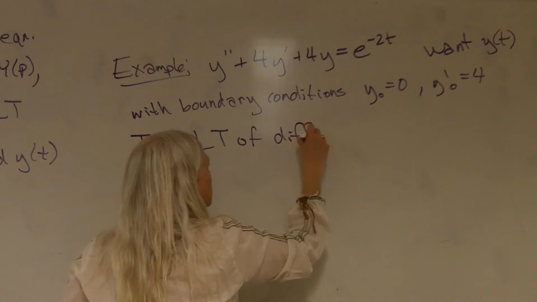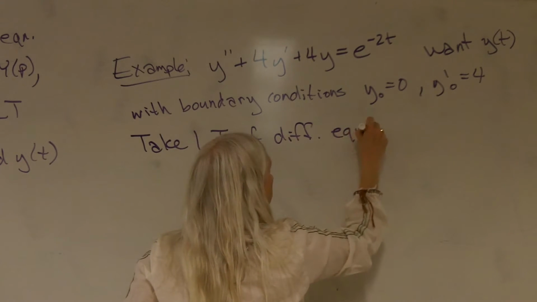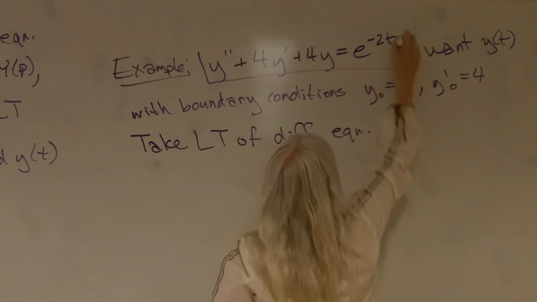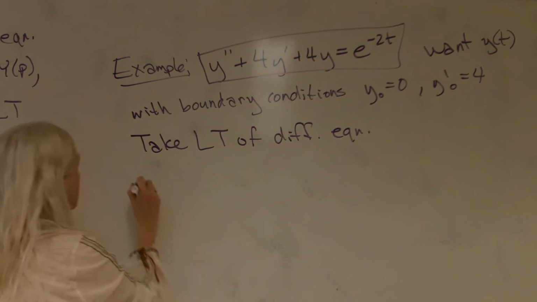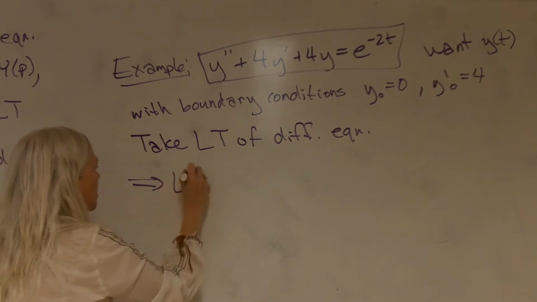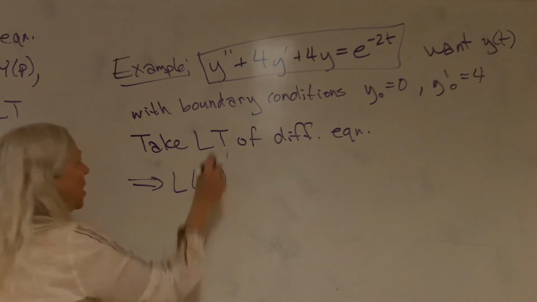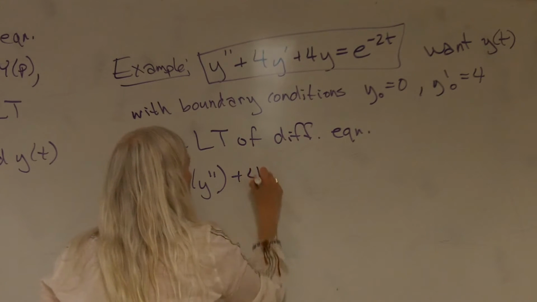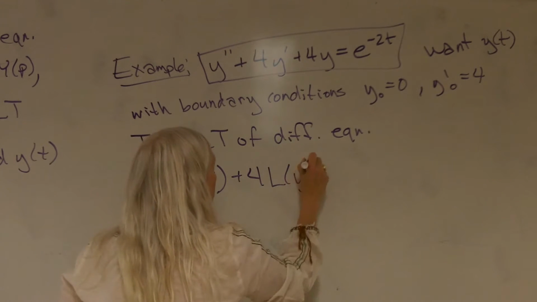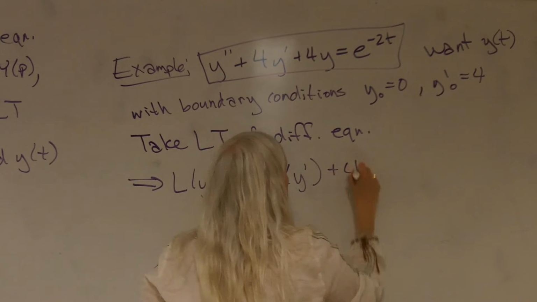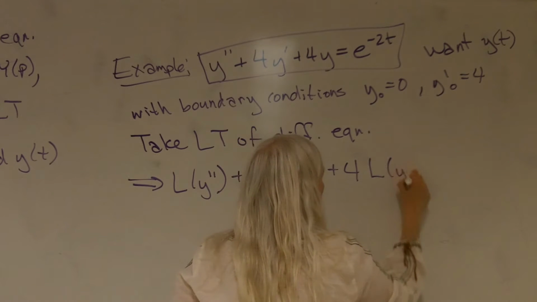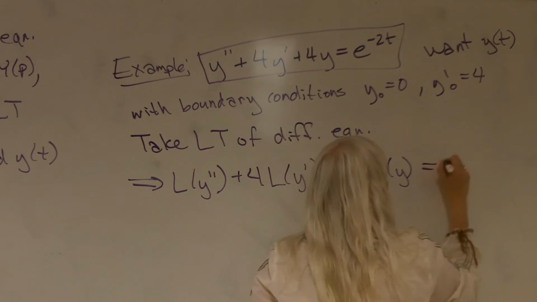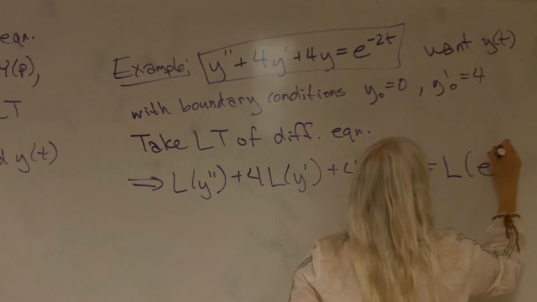Okay, so our first step is to take the Laplace transform of this differential equation. In other words, the Laplace transform of y double prime plus 4 times the Laplace transform of y prime plus 4 times the Laplace transform of y equals the Laplace transform of e to the minus 2t.